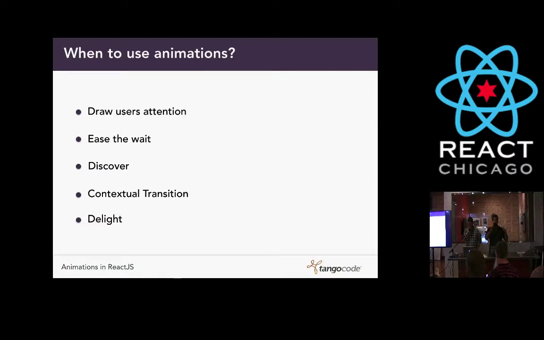This is when you need the user to do something immediately. So you use this type of animation that we're going to see in that moment. The second one is to ease the wait. I think it's not a very good title, but it's to make the wait less frustrating. Then, to discover new features, discover new ways of interacting with the application. Contextual transitions to show information depending on the context that the user is triggering, and to delight users. That's the final scenario.